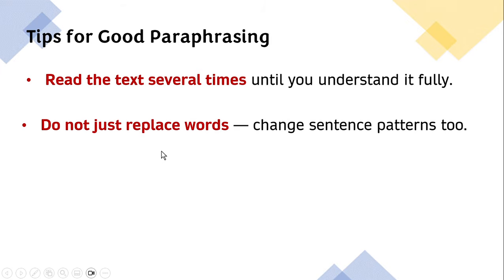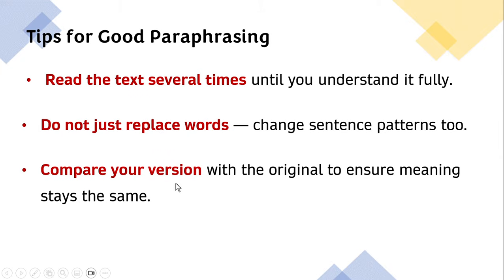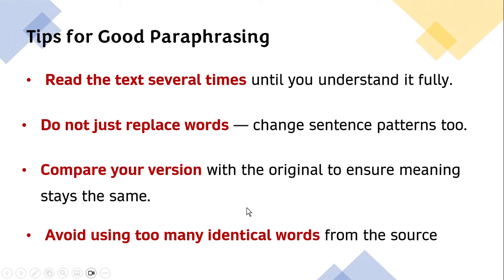The second tip: don't just replace words. As I told you, you can change the sentence patterns, or you can change the grammar, or you can change the sentence structure. So don't rely only on replacing words with synonyms. The third one is to compare your version with the original one. Make sure they have the same meaning without any change. If you make any change, this means your paraphrasing is not correct. Finally, try to avoid using too many identical words from the source. Try to use a synonym or any of the other techniques.